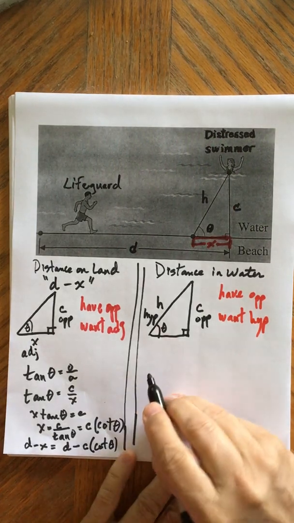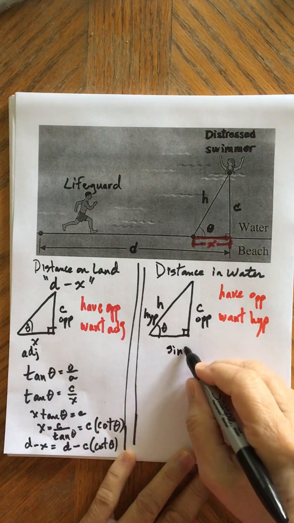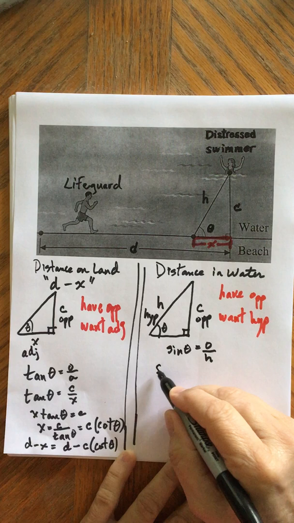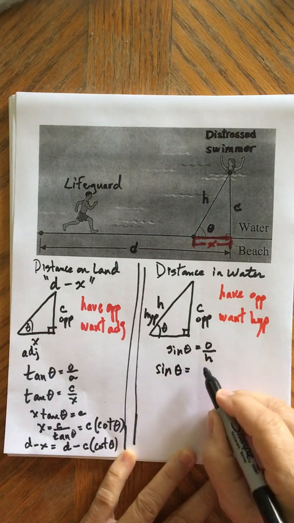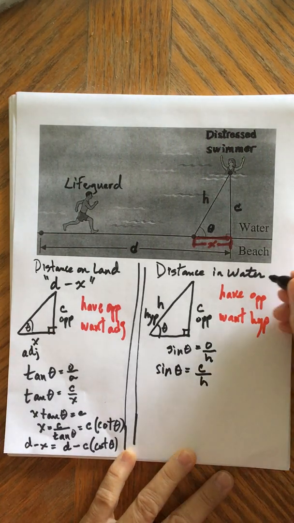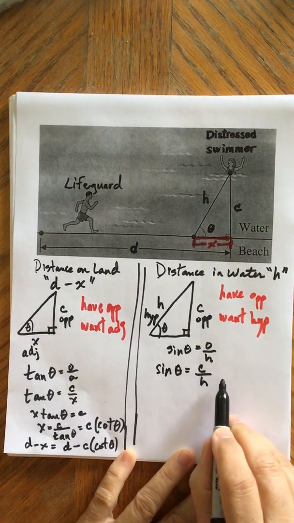Well, hopefully you'll use sine, right? So sine of an angle is opposite over hypotenuse, and in our case, sine of the angle is c over h. And by the way, here the distance in water, we're going to call that h, right? So we need to solve for h.